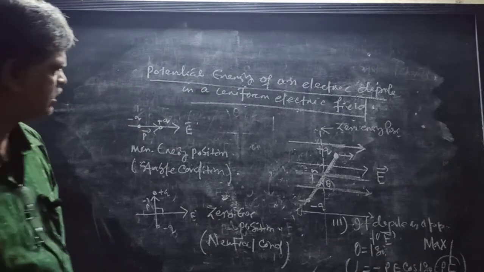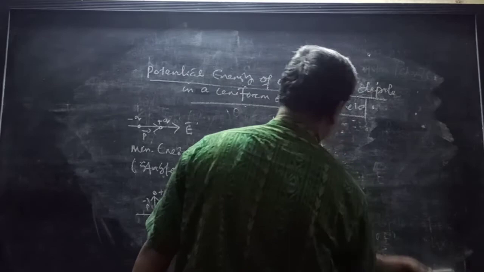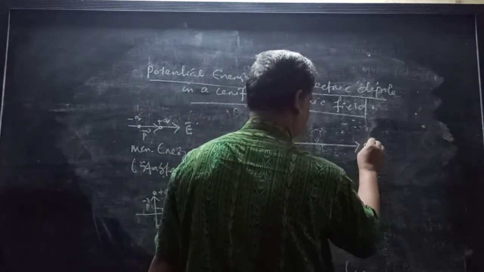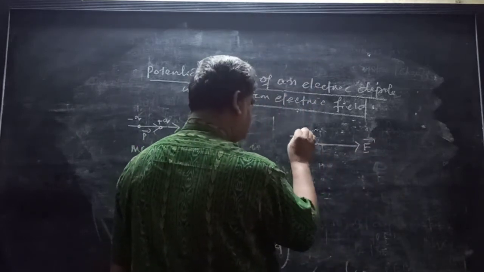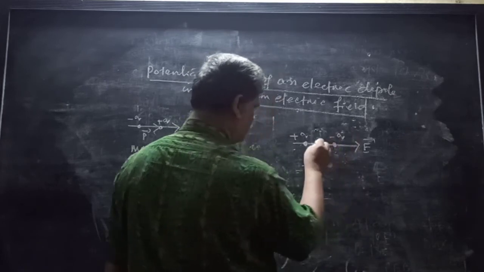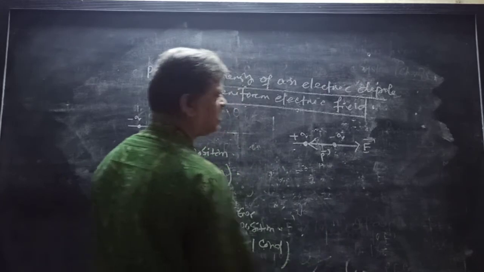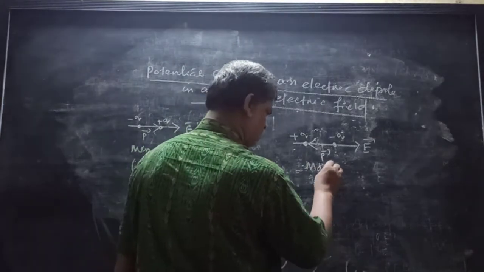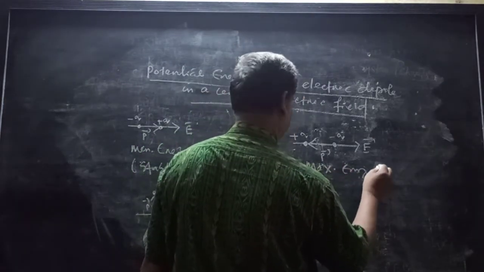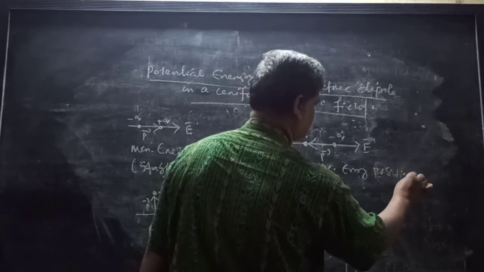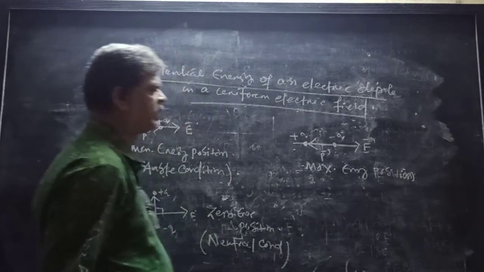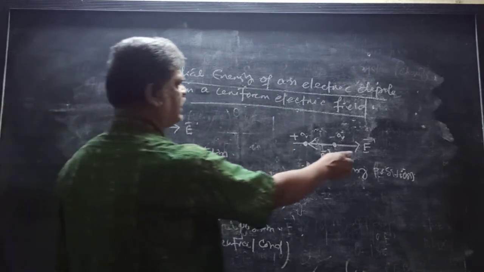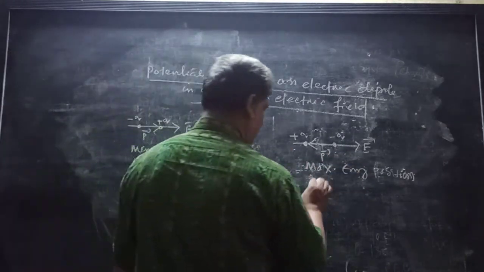Next, if we see the opposite case: suppose this is your opposite. This is the dipole. Now we consider this side is plus q and this side is minus q. The dipole moment is in the opposite direction. So what will happen here? This is the maximum energy position. Here the energy is maximum: this is minus p, this is plus p, and this becomes 0, and it is an unstable condition.